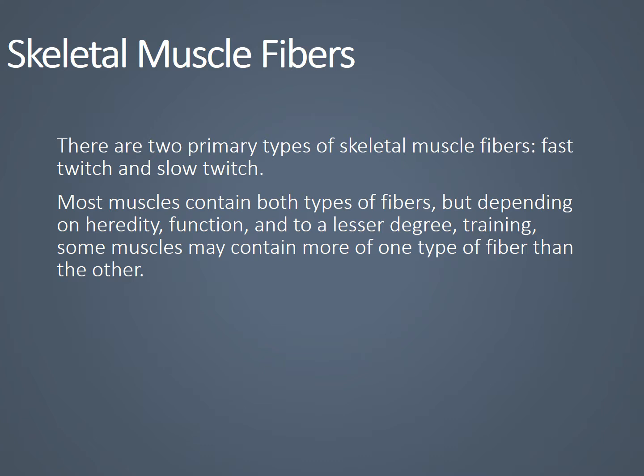There are two primary types of skeletal muscle fibers, fast twitch and slow twitch. Most muscles contain both types of fibers, but depending on heredity, function, and to a lesser degree, the type of training, some muscles may contain more of one type of fiber than the other. This is going to help determine what somebody would be really good at. If genetically they have more white fast twitch fibers, they're going to be stronger than somebody who has more red slow twitch fibers.